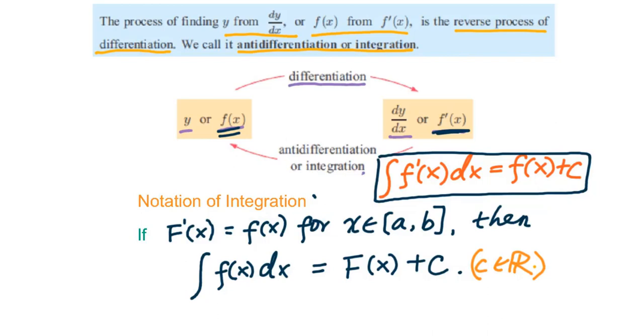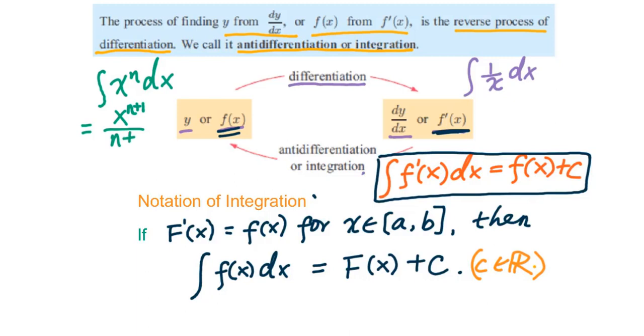For example, we know 1 over x. We cannot use this formula, the integral of x to the nth power, x to the n plus 1 power over n plus 1. But we do know that the derivative of natural log of x is 1 over x. Therefore, we can do the backwards. You will get natural log of x plus c.